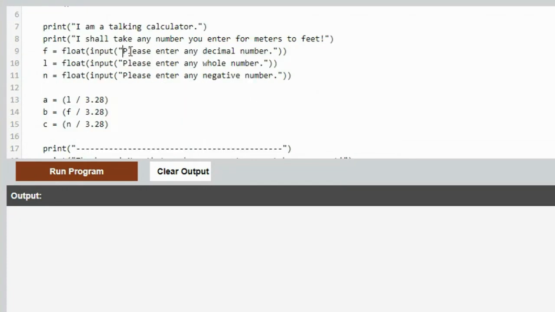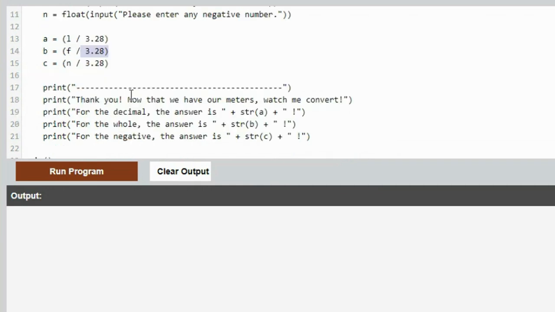You said please enter any decimal number, and you save that as F as a float, which is fine. And then you use that on B. B takes the decimal number and divides it by 3.28, and then you print that out right here for the whole number. It's not the decimal output. The decimal's up here.